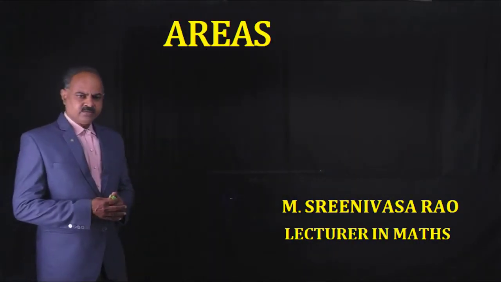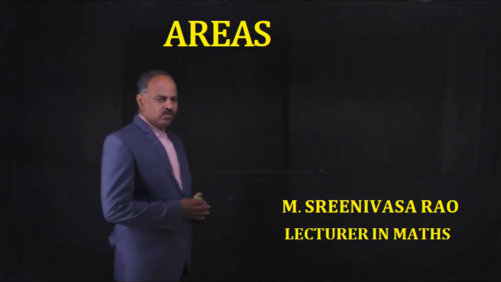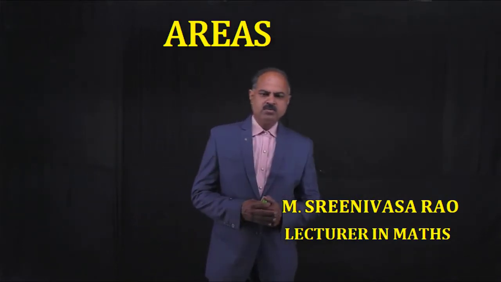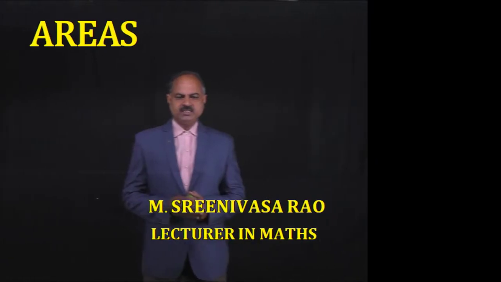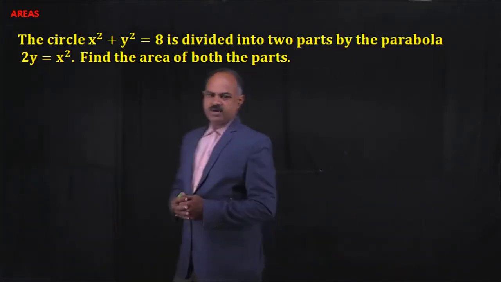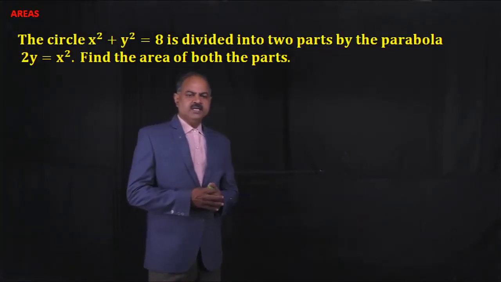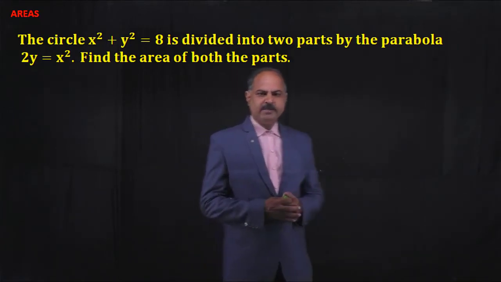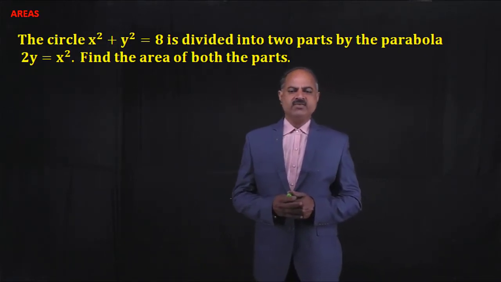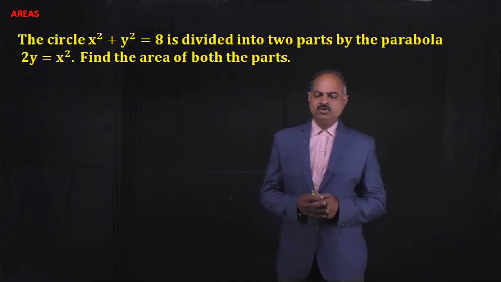Dear students, in this session, I am going to discuss the problems regarding areas. The circle x square plus y square equal to 8 is divided in two parts by the parabola 2y equal to x square. Find the area of both the parts.